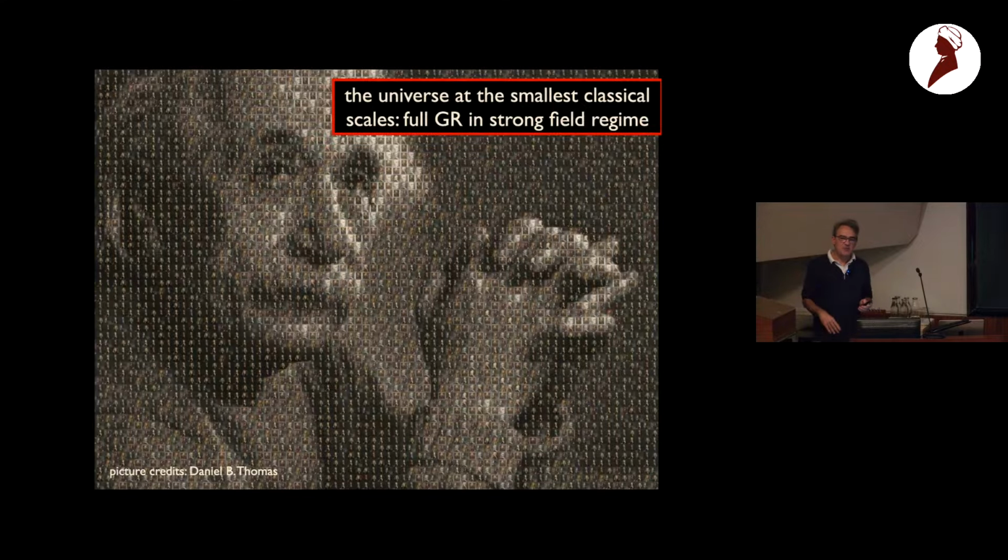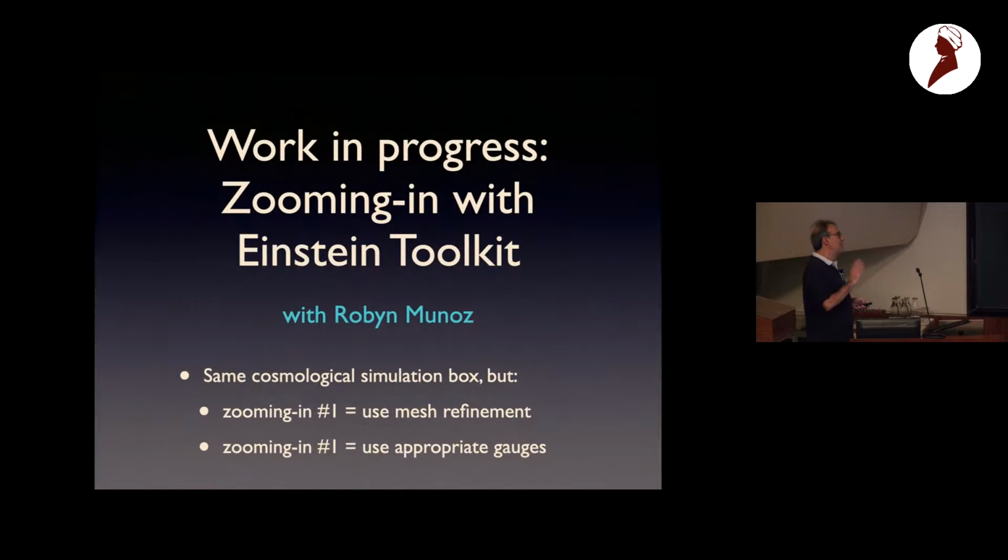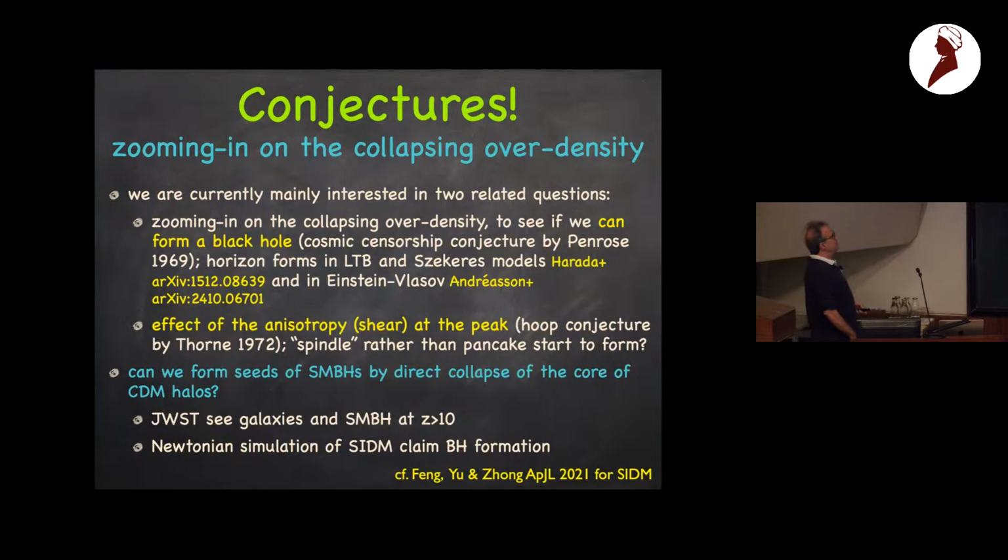But let me finish with an excursion to even smaller scales, again with the Einstein Toolkit and full GR. And now this is a very speculative part of my talk. We want to zoom in, even to much smaller scales, using the same simulation box. We use mesh refinement to go deeper and deeper, and we also use an appropriate gauge because we want to get closer and closer to the collapse. So, the various conjectures.